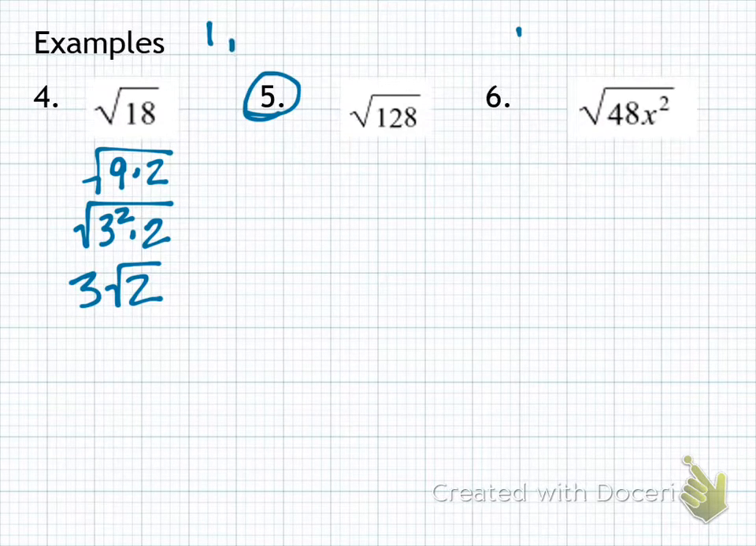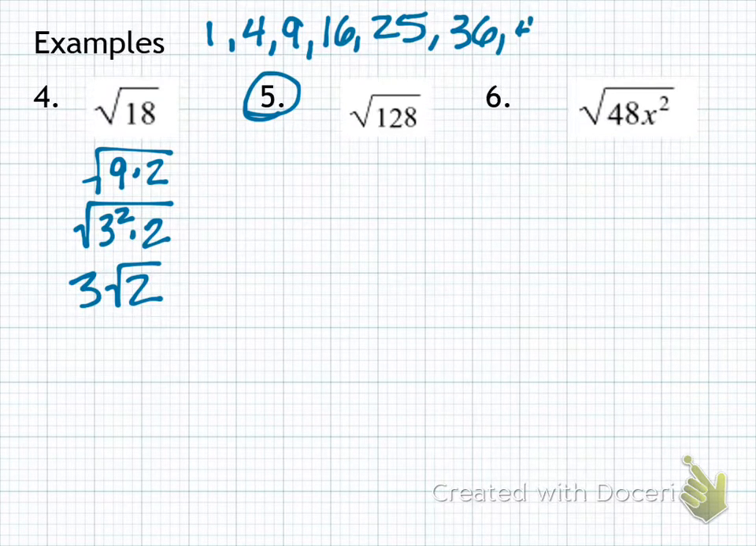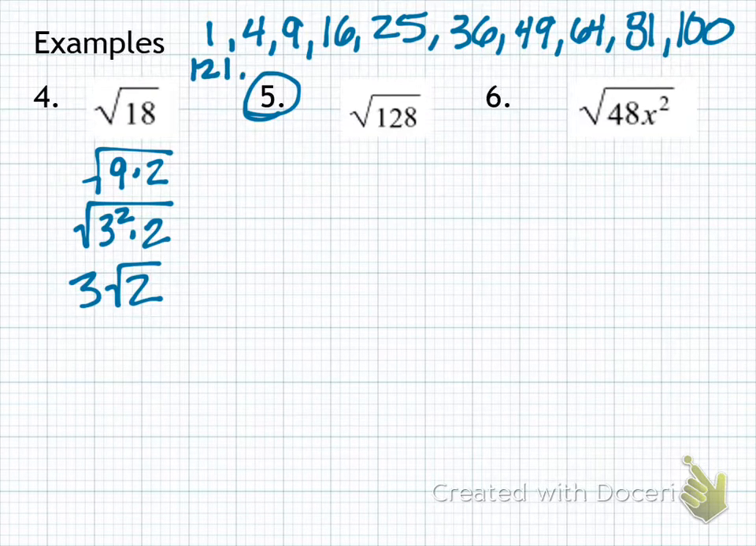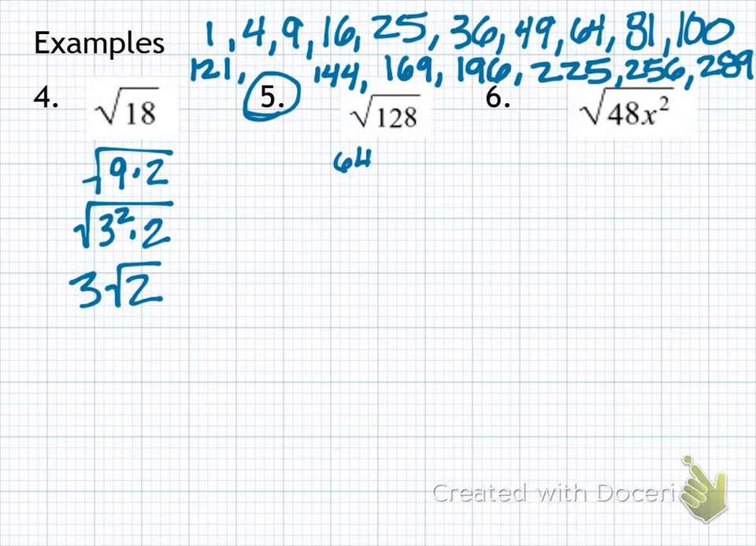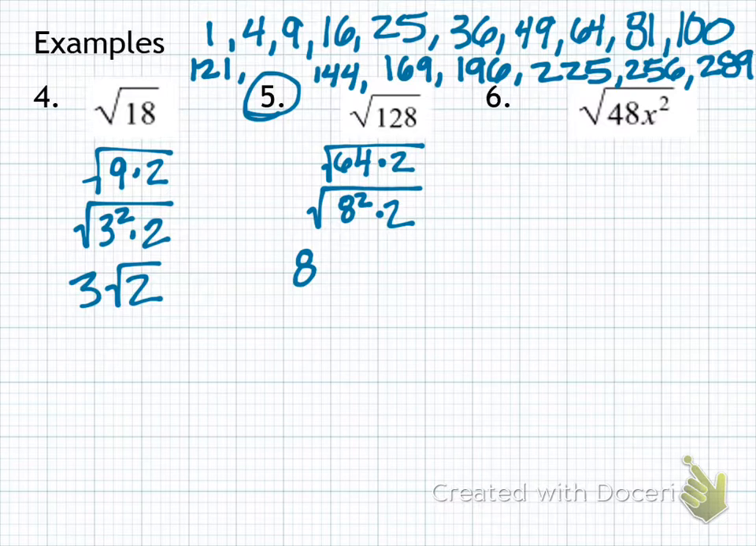So 128, if I divide that by 2, oh, and I threw a list up here of all the perfect squares up through 17. So there are some perfect squares to get you started. Again, I notice if I divide by 2, I get 64, which is a perfect square. That's just 8 squared times 2. And the perfect square gets to come outside of the square root, so I get 8 times square root of 2 as my final answer.